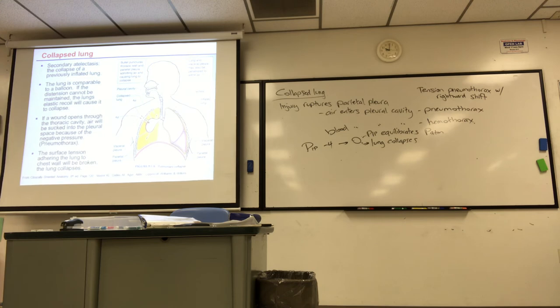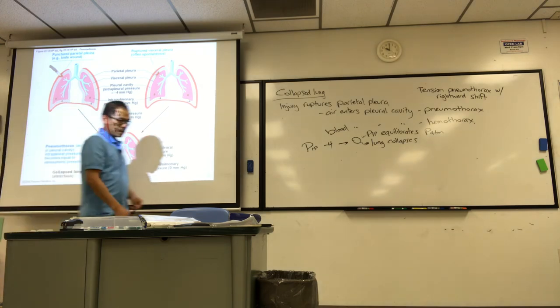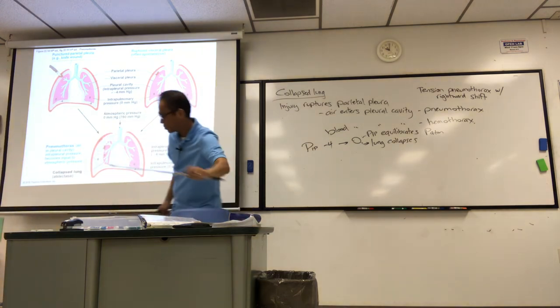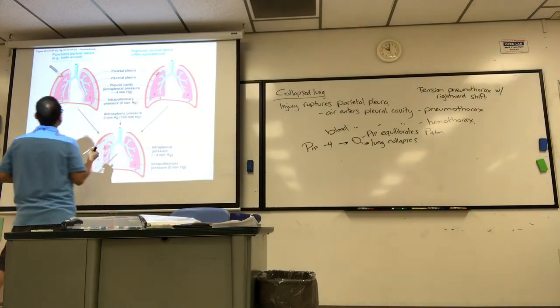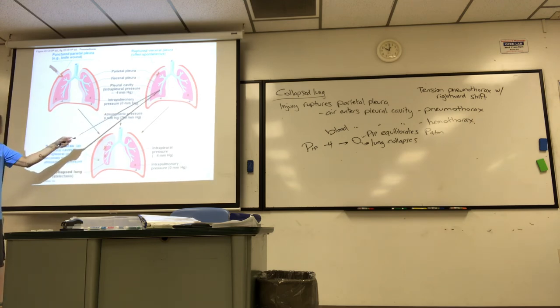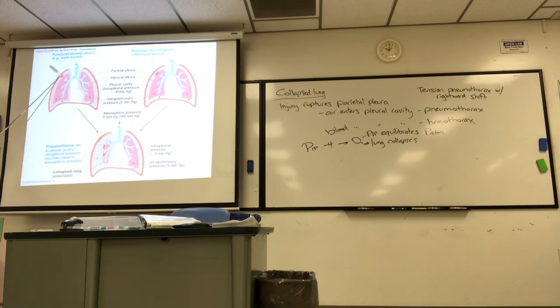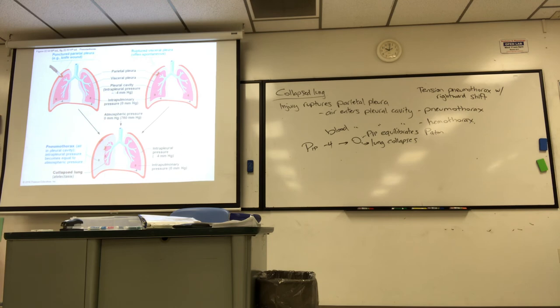You can try to reinflate the lung. Oh, wait, here's a picture from the book that kind of shows it. Knife wound, rupture, parietal pleura. Here they show rupture of the visceral pleura, maybe spontaneous, but they don't show the lung collapsing, okay? It's a rupture of the parietal pleura where fluid has entered. I guess you could have a collapsed lung with this too.